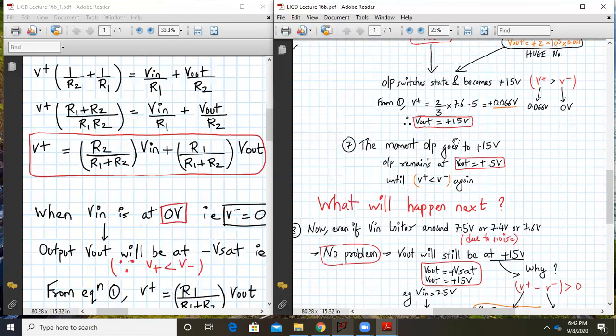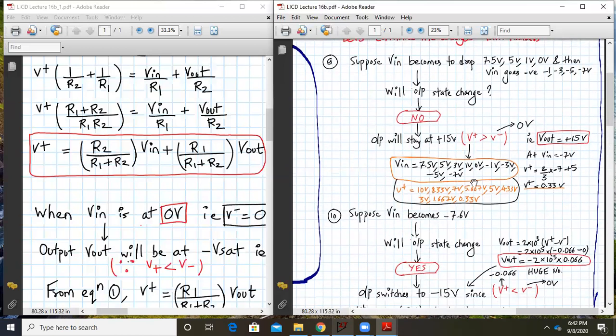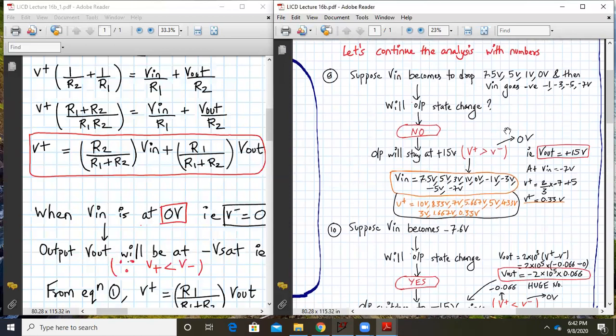Now we have made the statement that the output remains at plus 15 until V plus falls below V minus again. So let us continue with the analysis with numbers. It's very useful. Now suppose the V in input drops from 7.5 and goes to 5, 1, 0. It's a sine wave, right? It can be a falling signal. So V in goes from 7.5 to 0 and then from minus 1 to minus 7. It's quite a lot of a change. Will my output state change? Well, no. Let's find out why.